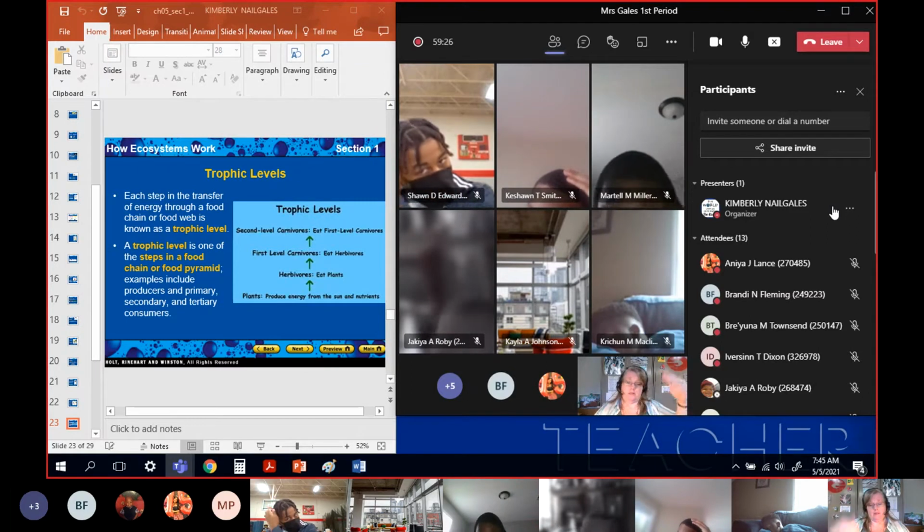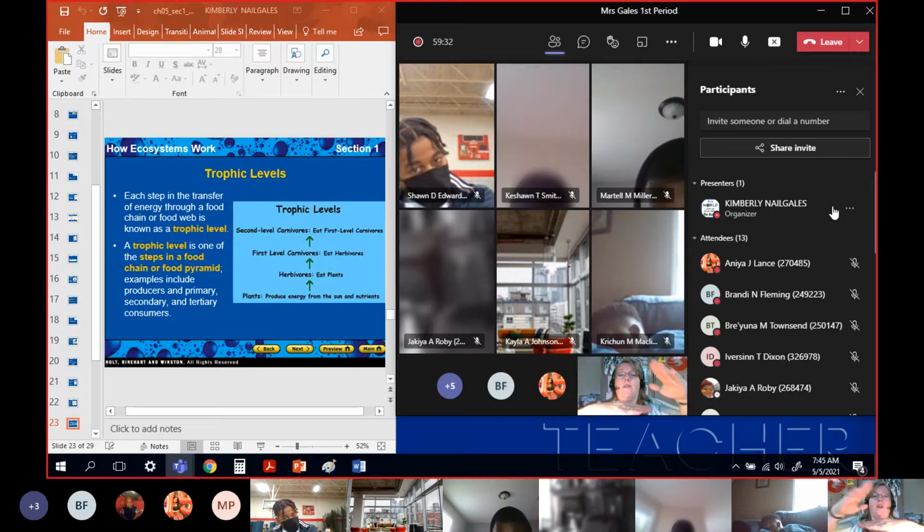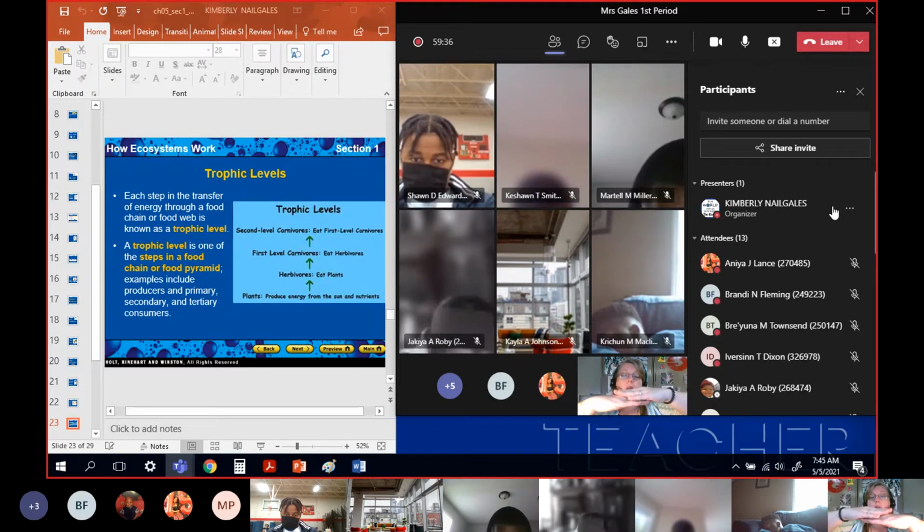So trophic levels, this is what we were talking about when you have the producers down at the bottom, and then you have the herbivores that eat the plants, or an omnivore, because they can eat plants too. That's called the primary consumer. So the producer is the first trophic level. Then the primary consumers, that's the next trophic level. And then secondary consumers, tertiary consumers, quaternary consumers. Those are the different trophic levels, feeding levels.